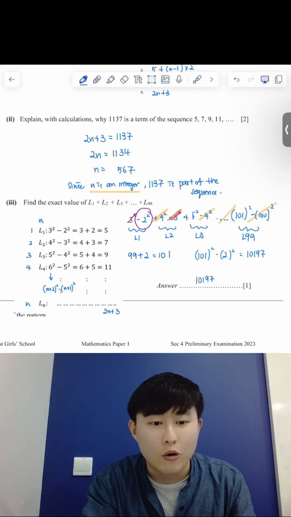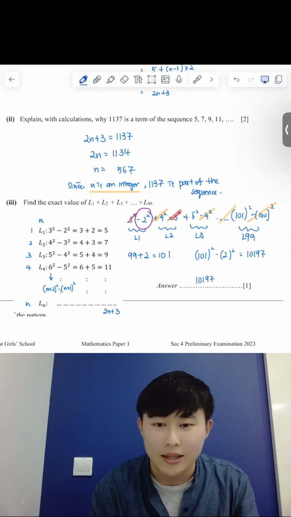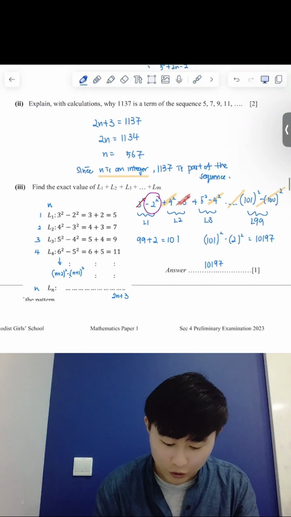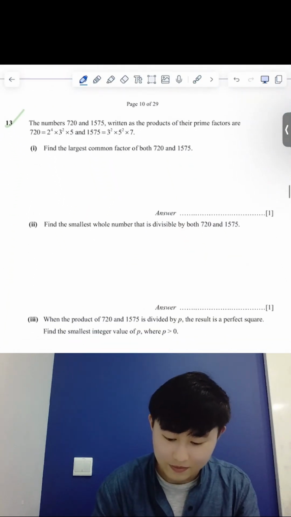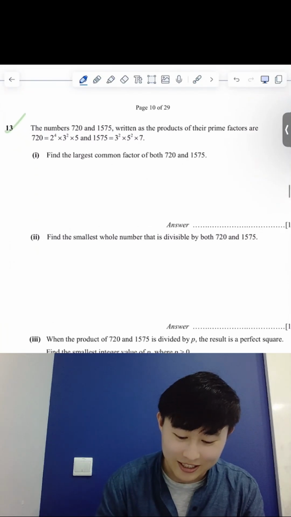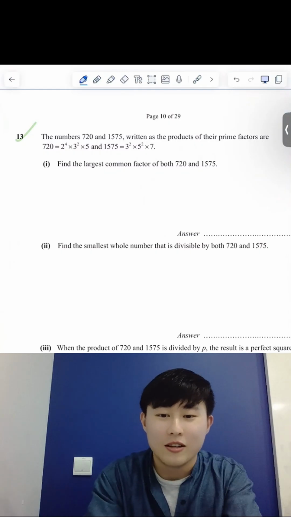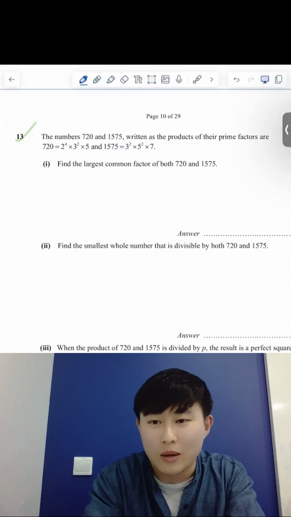Okay, I think I will go through another two more questions. I'll just finish up two more questions, then we'll call it a day. The next question here, even if you are Sec 1, you should be interested. For some of you, this is the first ever topic you learn in secondary school math. Right. So the question here is telling you two numbers.